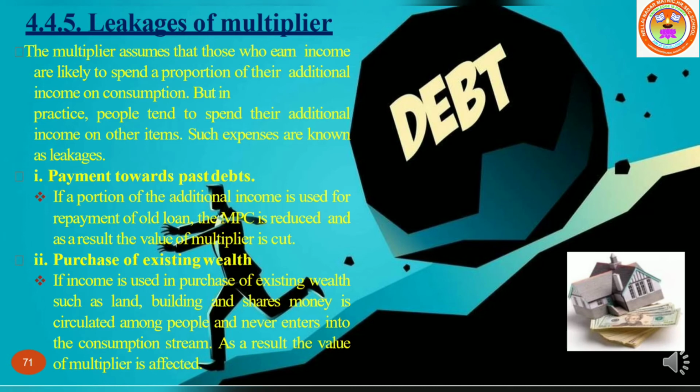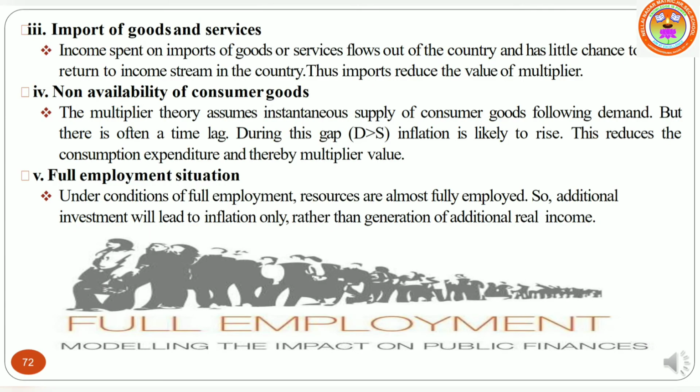If the increased demand for consumption goods is met from the existing excess stocks of consumption goods, there will be no further increase in output, employment, and income, and the multiplier process will come to a halt till the old stocks are exhausted. One, import of goods and services.